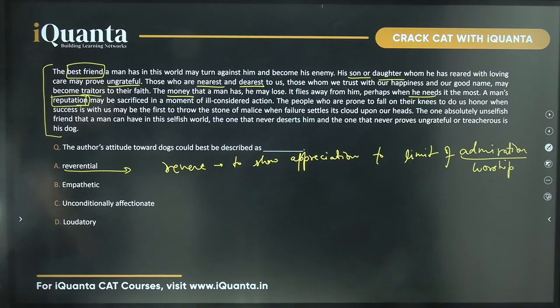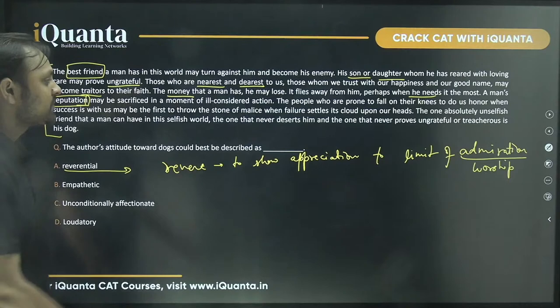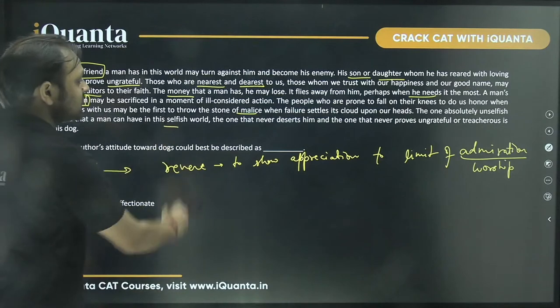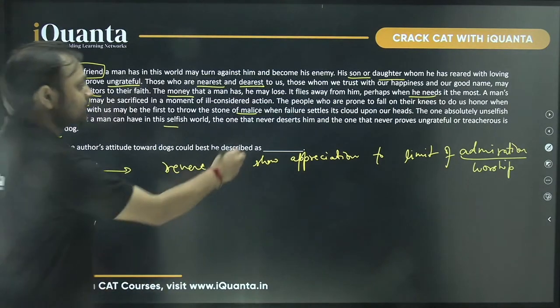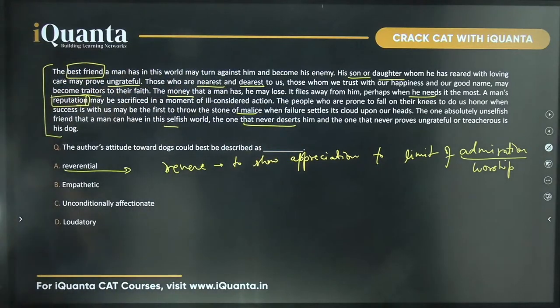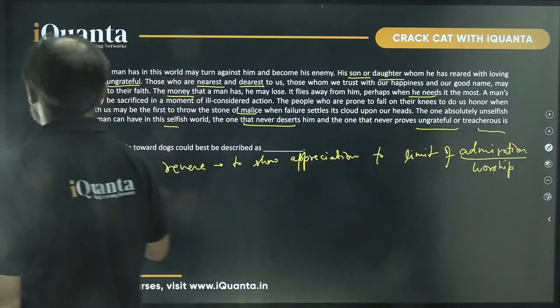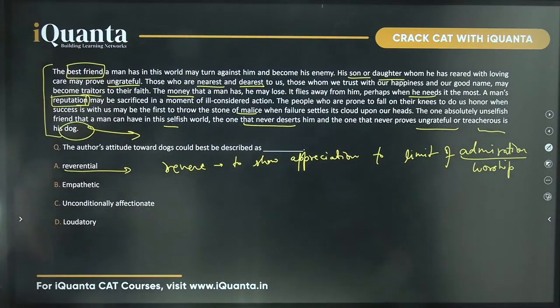The people who are prone to fall on their knees to do us honor when success is with us may be the first to throw the stone of malice when failure settles its cloud upon your head. The one absolutely unselfish friend that a man can have in this selfish world, the one that never deserts him, your friend that will never desert you, and the one that never proves ungrateful or treacherous to you, is your dog. So this is for dog lovers actually. So those who love dogs would love this kind of writing.